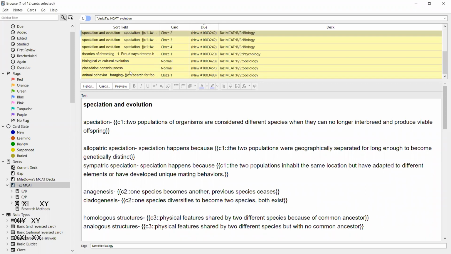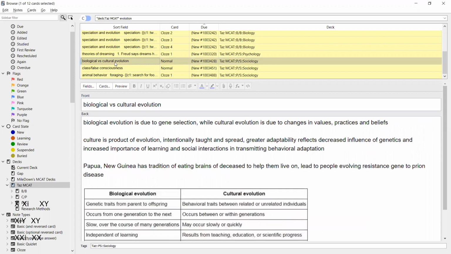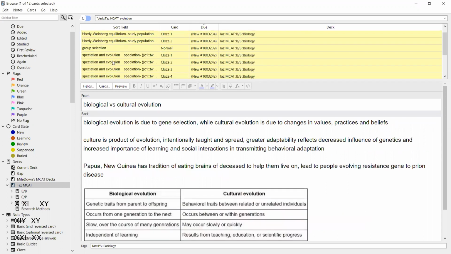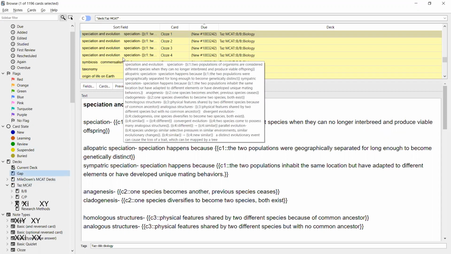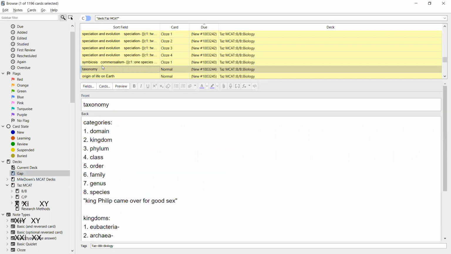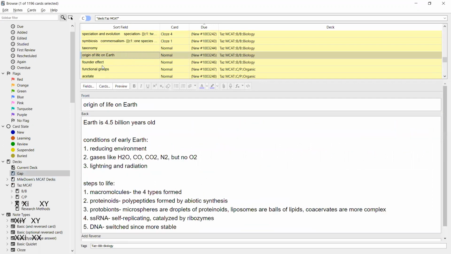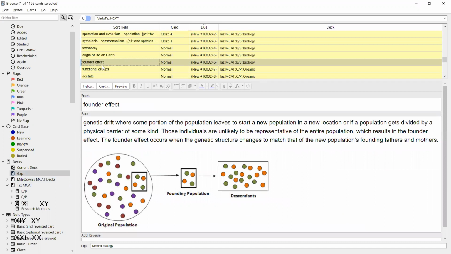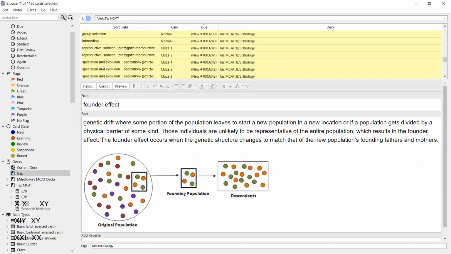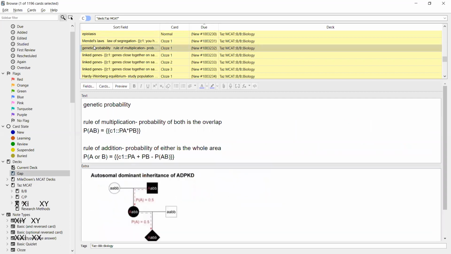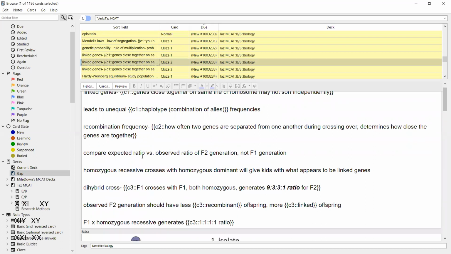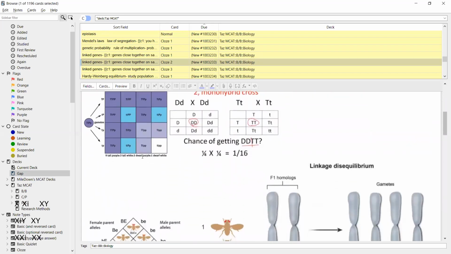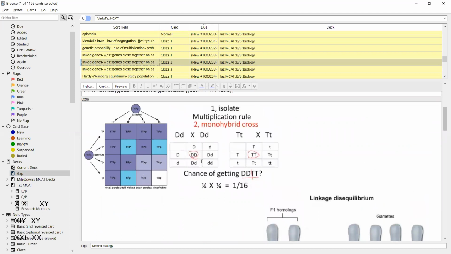So let's see. No, no. Yeah, I think we can just start up here somewhere. Yeah, okay. So we talked about this. We talked about linked genes. Oh yeah, this is what I was looking for.